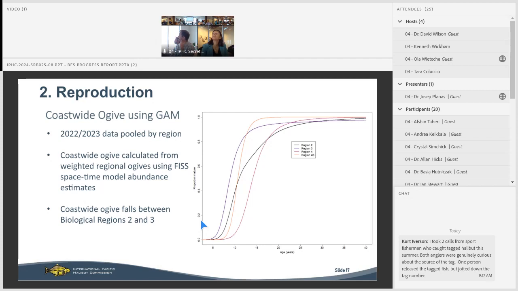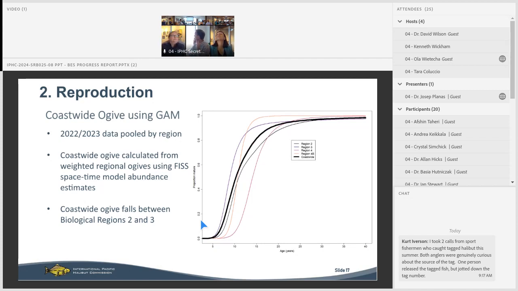So then to populate a coast-wide ogive using both 2022 and 2023 data, because there is a significant year effect in the model, and we don't know exactly what's causing that yet. We haven't been able to tease that out. To populate the coast-wide ogive, we decided to pool the data between years, which then generates the regional curves that you see on the right. And then, as we showed using the 2022 data back in June, to populate the coast-wide ogive, we used the most recent 2023 FIS space-time model abundance estimates to weight the regional curves. And that is what is populating the estimate of the black line that you see on the right.